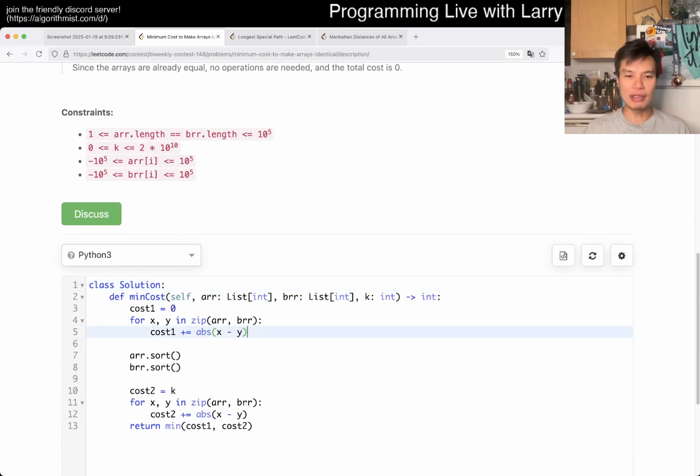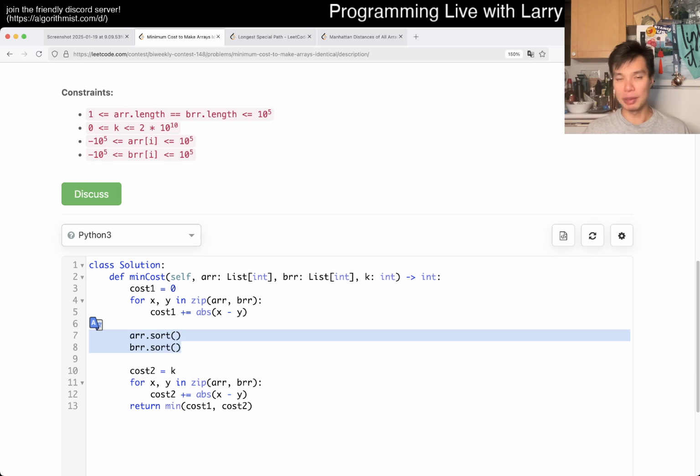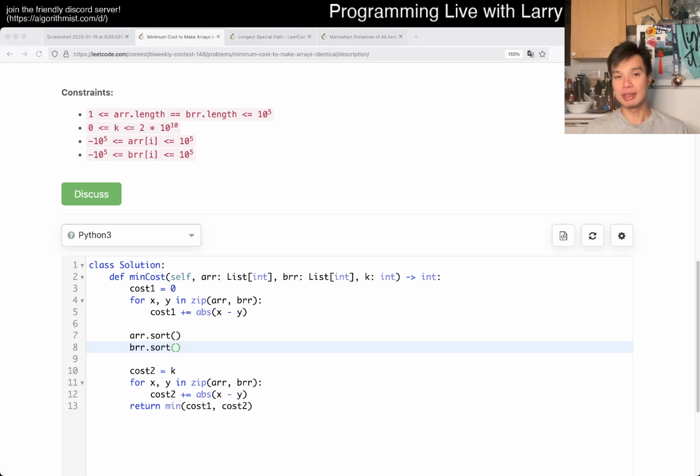So you have cost 1, where you basically line them up, there's no choice, and just compute the cost. And cost 2 is if you sort both of them, and then the cost starts at k plus all the deltas, and then you just take the min of the two items, and that's it. So what's the complexity here? You're dominated by the two sorts, so it's O(n log n) no matter what. O(n) space if you count the linear space from the sorting, otherwise O(1) extra.